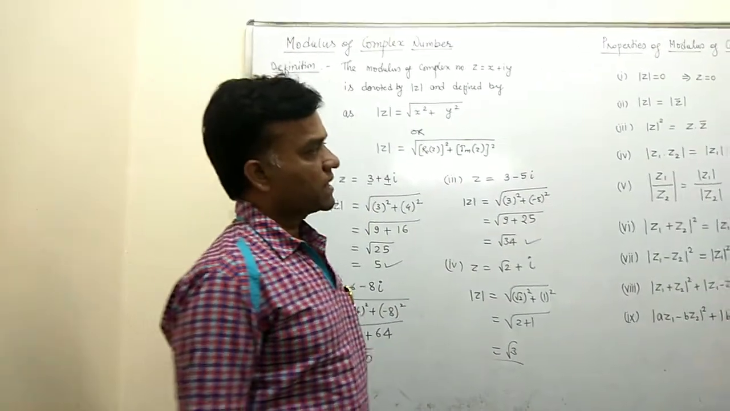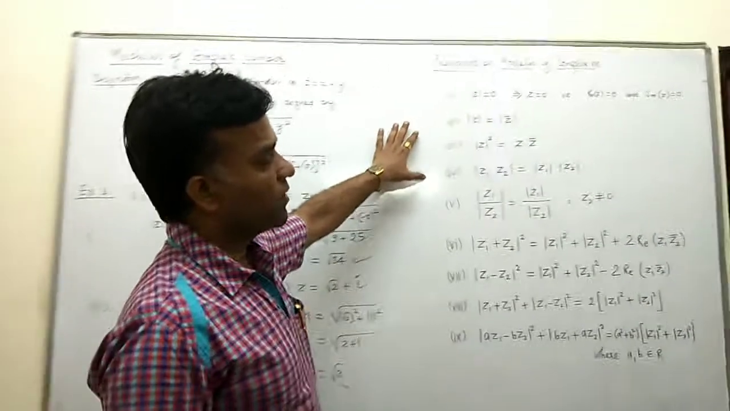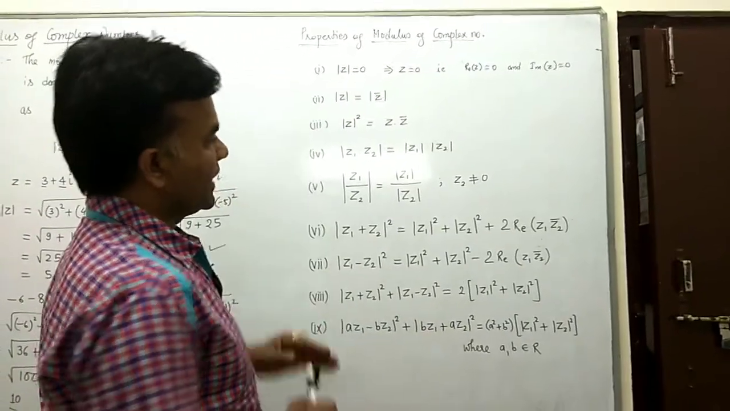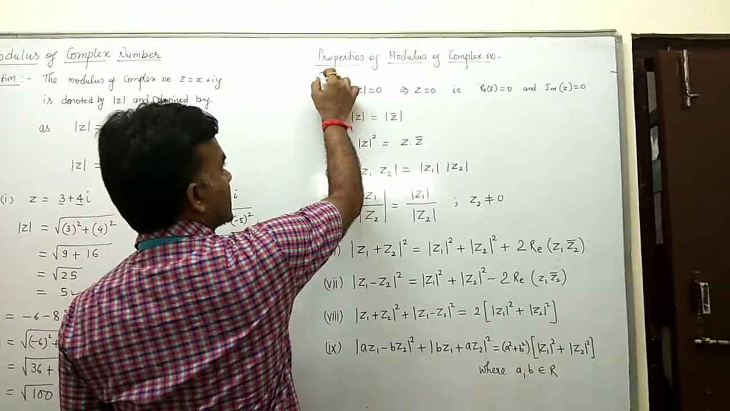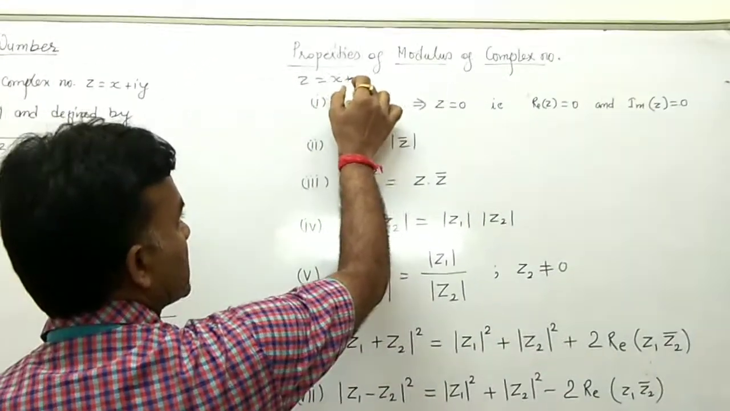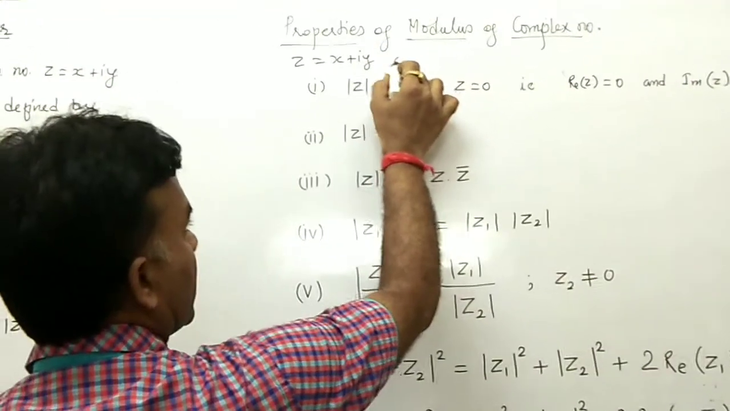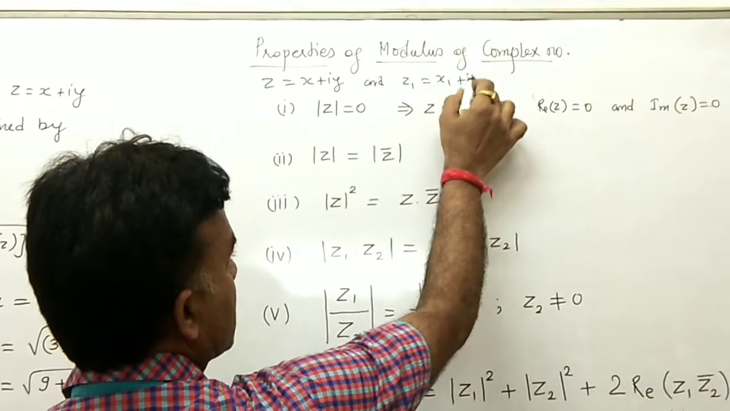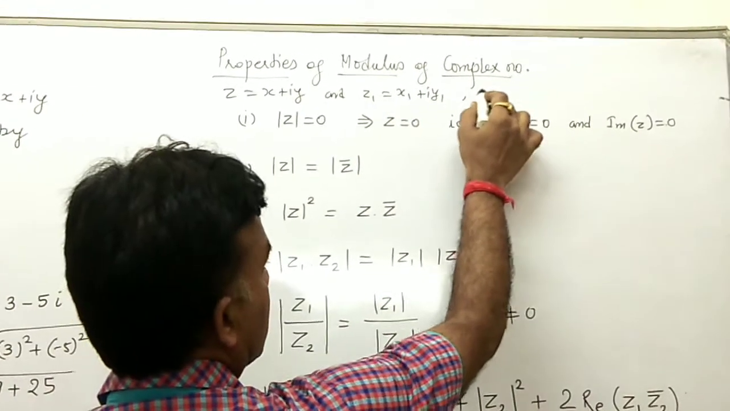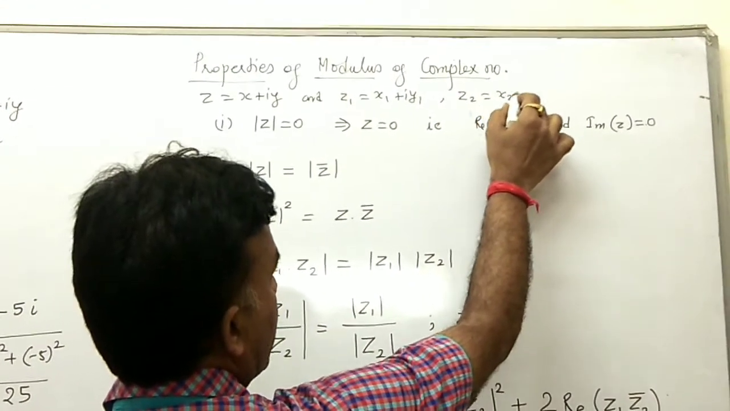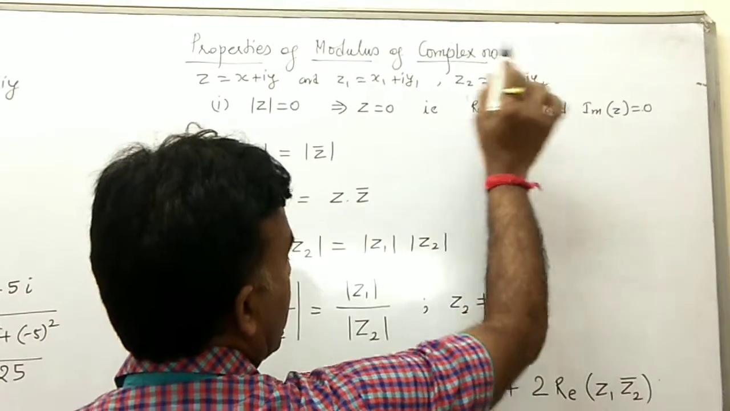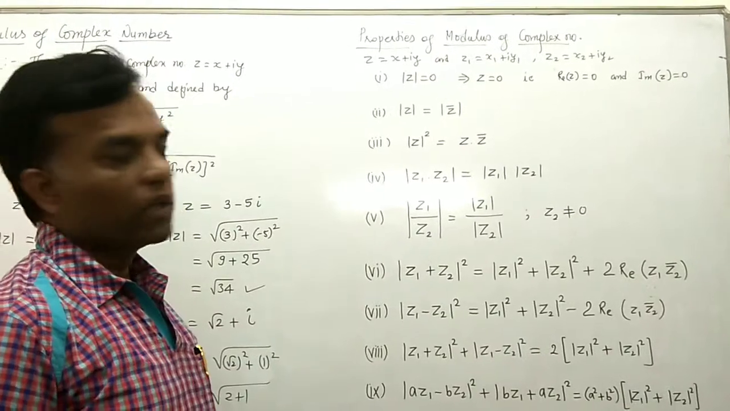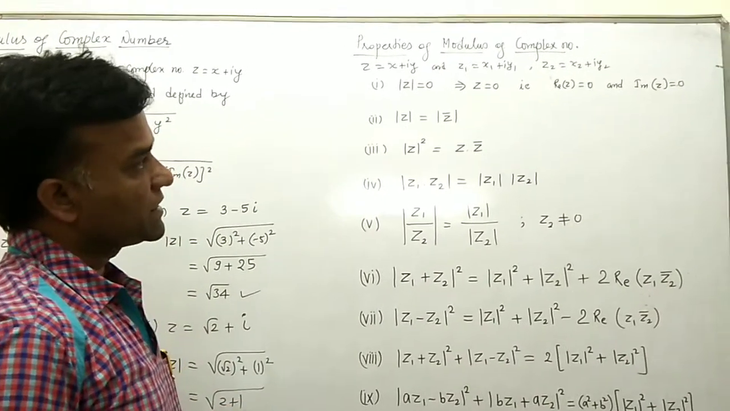Now we discuss the properties of modulus. Some properties we write down with the help of the general form. Here we discuss z, and z is always x plus iy, z1 is x1 plus iy1, and z2 equal to x2 plus iy2. Okay, now we discuss z, z1 and z2. These are 3 complex numbers we discuss as a general form.